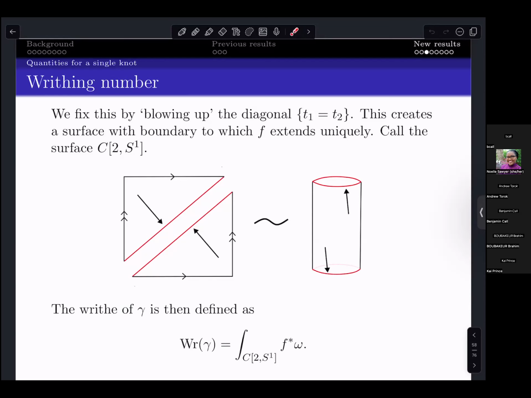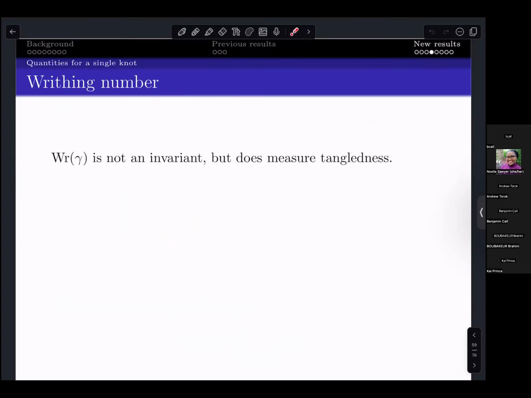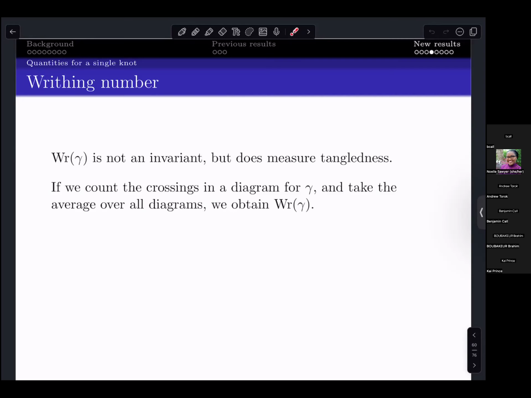So f now extends uniquely to this boundary, and we can define the rive, which is this self-linking number, as that new integral. But if this was just sort of annoying and you think, come on, it's the last talk, why did you have to go into all this stuff? Then let's look at it like this. It's not an invariant, but it does measure tangledness. And it's going to be essentially what Uta was saying, which is, if we count the crossings in a given diagram for gamma, then take the average over all the angles where it's reasonable to look at gamma, we will get this number.